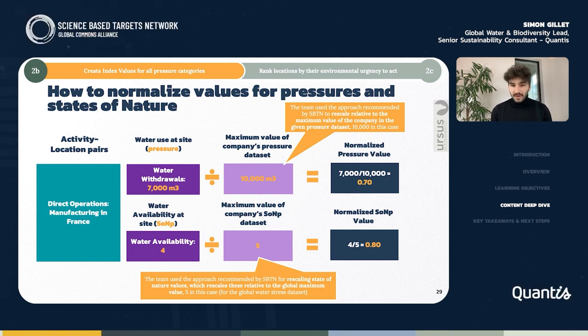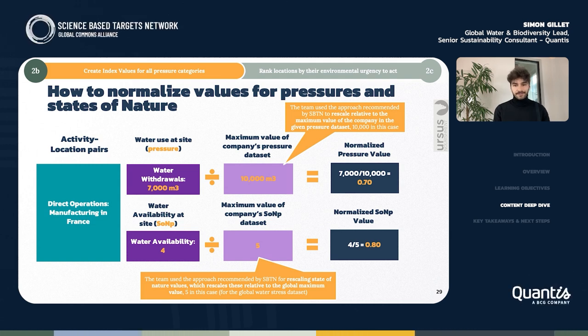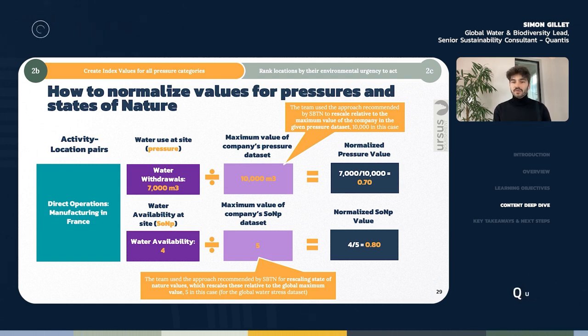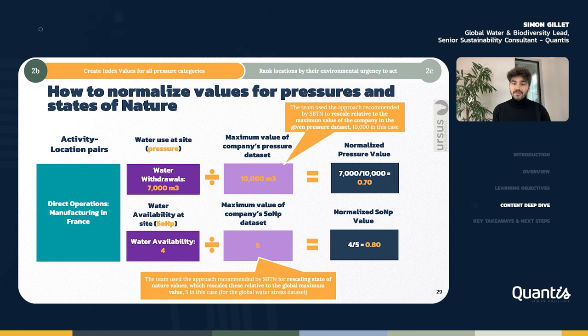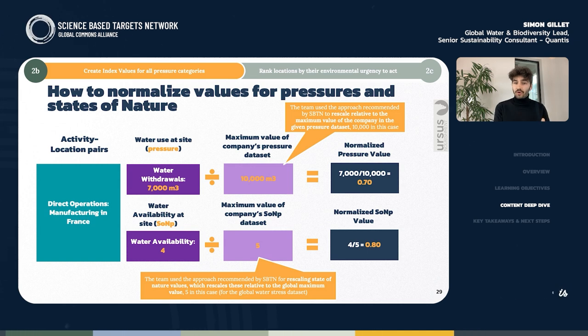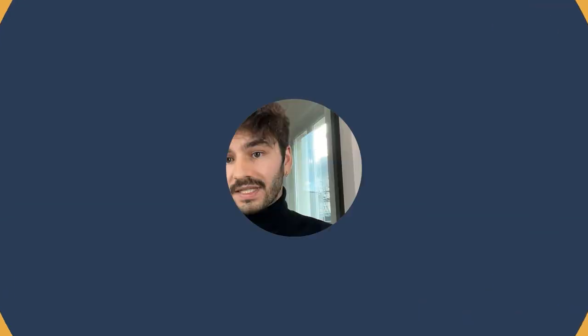For the pressure values, the team rescaled the pressures relative to the maximum value of the company in the given pressure dataset. The equation the company used for this pressure was site value divided by maximum value of the company's pressure dataset. For the state of nature values, the team, Ursus, scaled these data relative to the global maximum value, so 5 in that case, for the global water stress dataset.